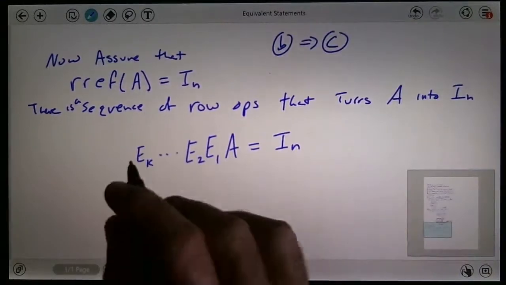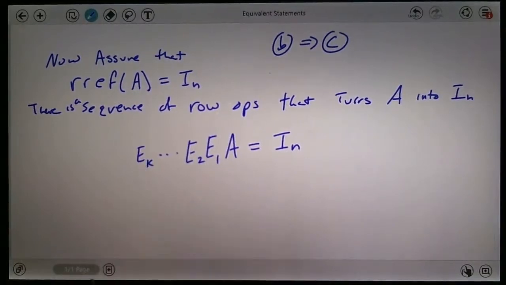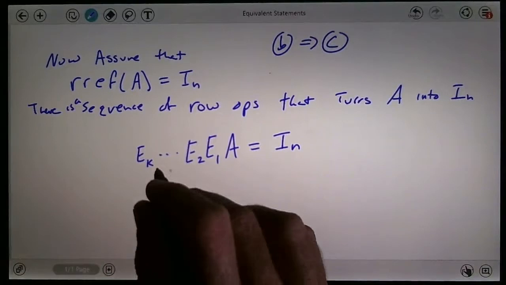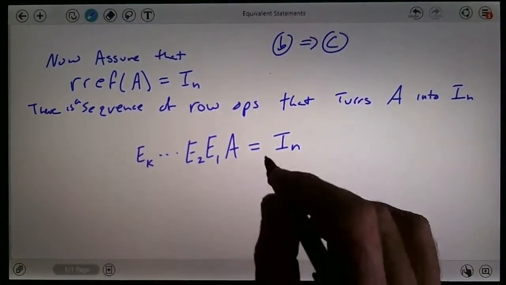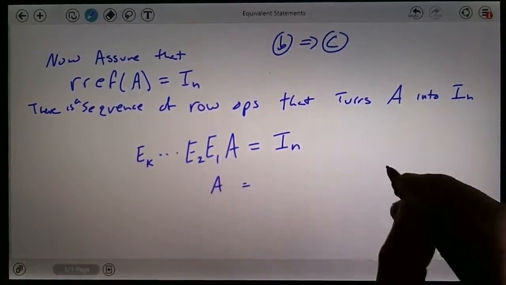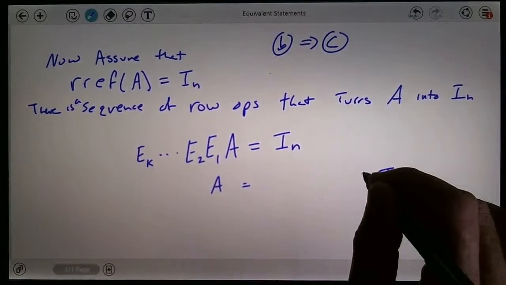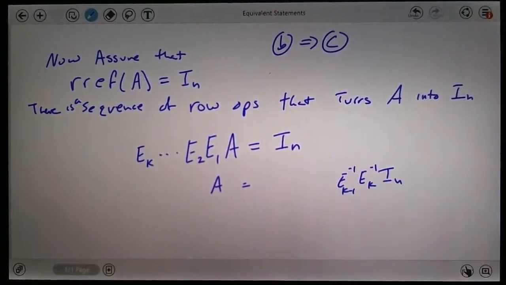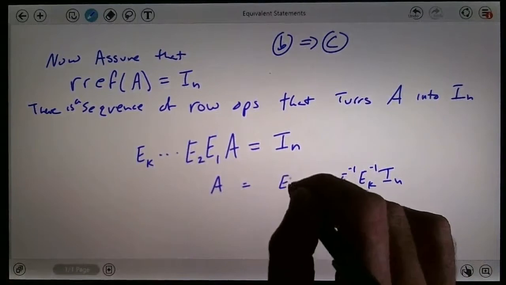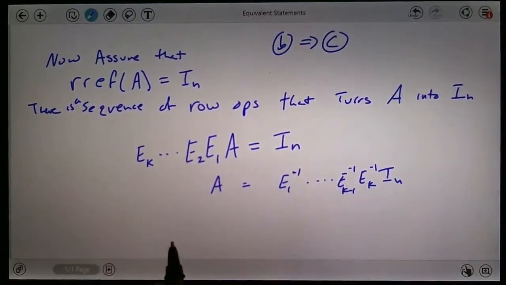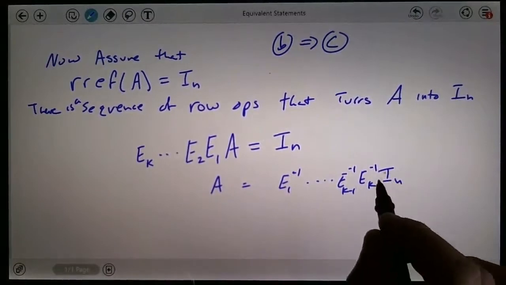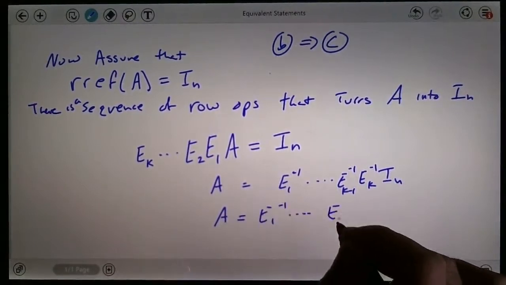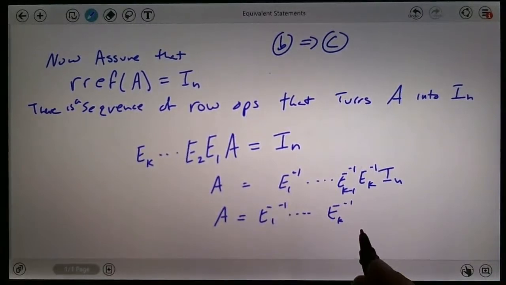Now, I note that each one of these row operations is invertible. So I'm going to multiply, first of all, by E_K inverse on the left, and then by this one on the left, and then that one on the left. So what I have is I'm going to end up with just A on this side, and I've got I_N. The first thing I multiplied was by E_K inverse, and then E_(K-1) inverse, and then all the way down to E_1 inverse. Right? But notice multiplying by I doesn't do anything. So I have A equals E_1 inverse all the way up to E_K inverse all multiplied together. And so A is a product of elementary matrices.